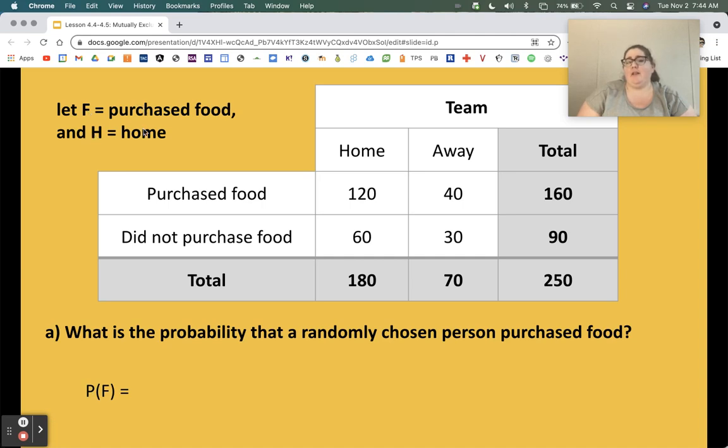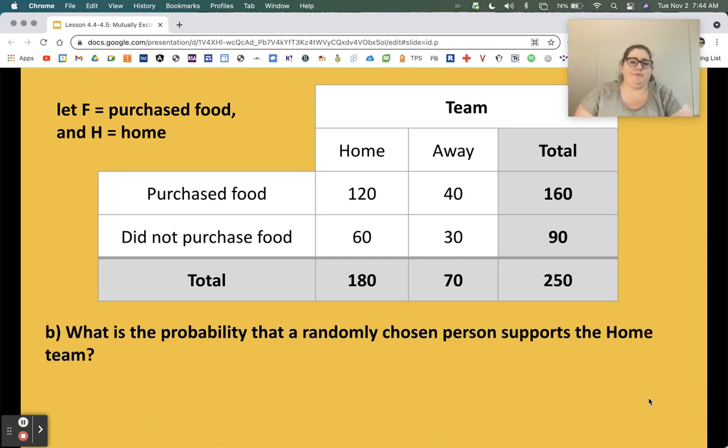I'm going to let H mean that they're rooting for the home team. So probability of purchasing food is 160 people purchased food out of 250 people total. I'm going to divide that. If I divide that in my calculator, I get 0.64. So that is my probability, 0.64 or 64% chance, but it's okay to leave them as decimals.